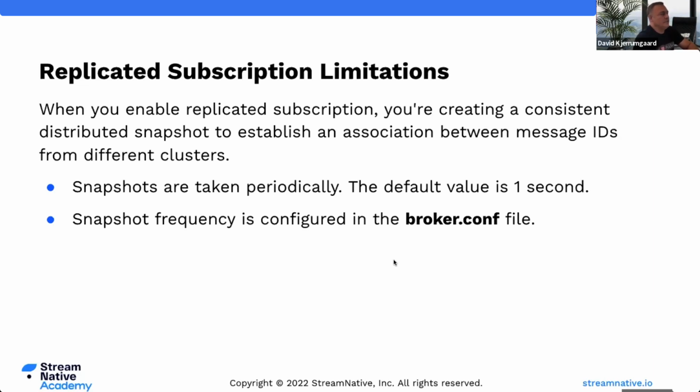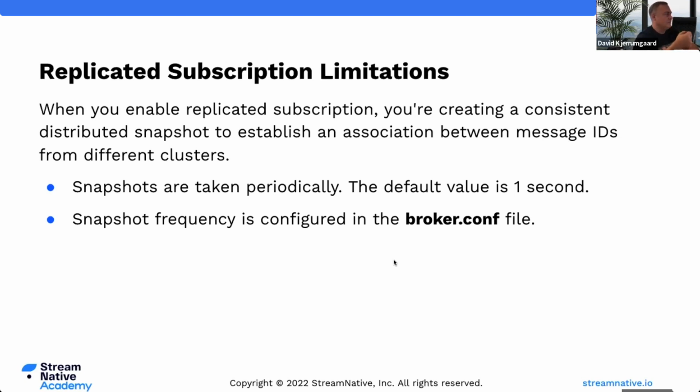So there are some limitations to this as well. When you enable a replicated subscription, you're creating a consistent distributed snapshot between two message IDs. Periodically, these message IDs are synced up every second. The snapshot frequency is every second, and you can control this. Message IDs from different servers or different clients coming in could have the same message ID, so you have to have these snapshots to keep track of where they are, and you keep them in sync. This is for message deduplication. Message deduplication is handled by sequence IDs and message IDs.